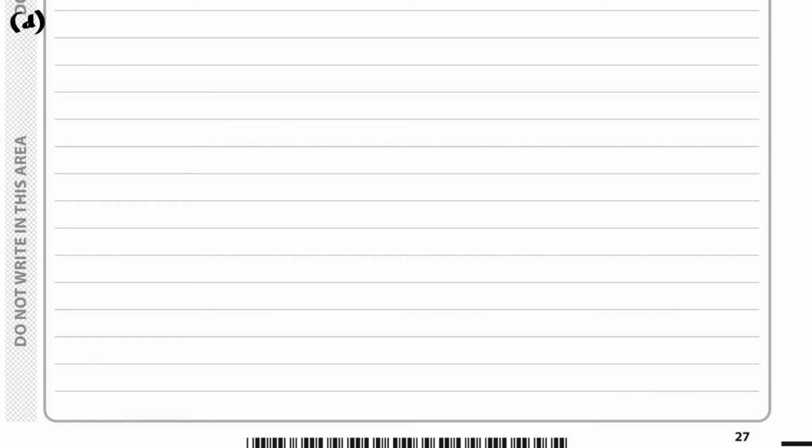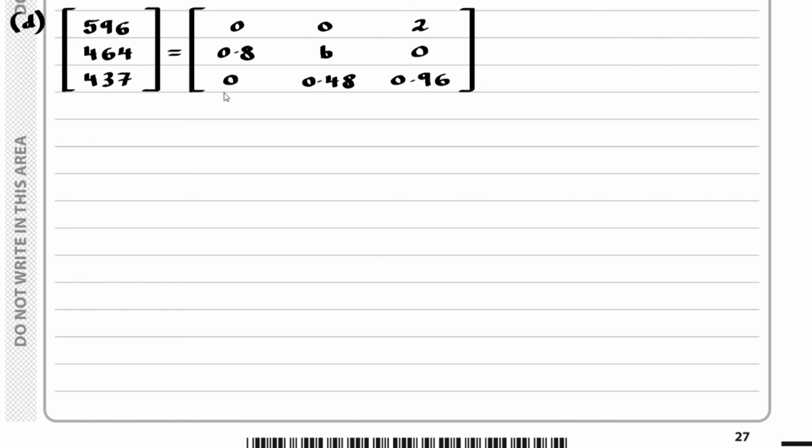For part A, we've got this matrix which represents the number of newborns, the number of juveniles, and the number of breeders in a particular month. And what that's equal to is our matrix 0, 0, 2, 0.8B, 0, 0, 0.48, 0.96, multiplied by the number of juveniles in that previous month, the number of newborns in that previous month, and the number of breeders in that previous month.